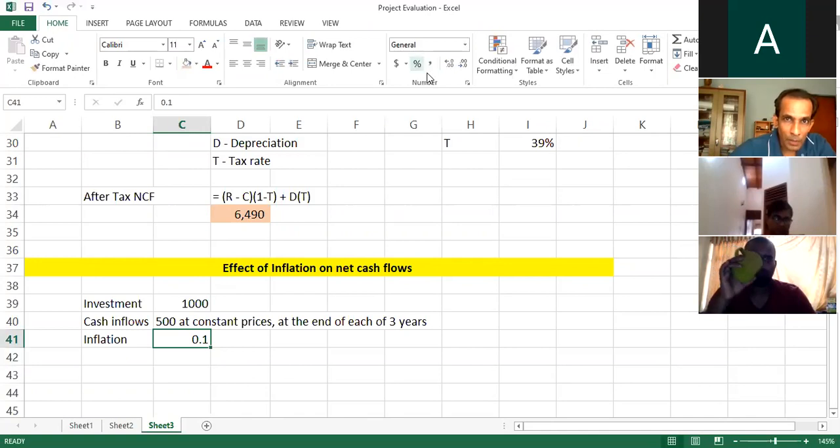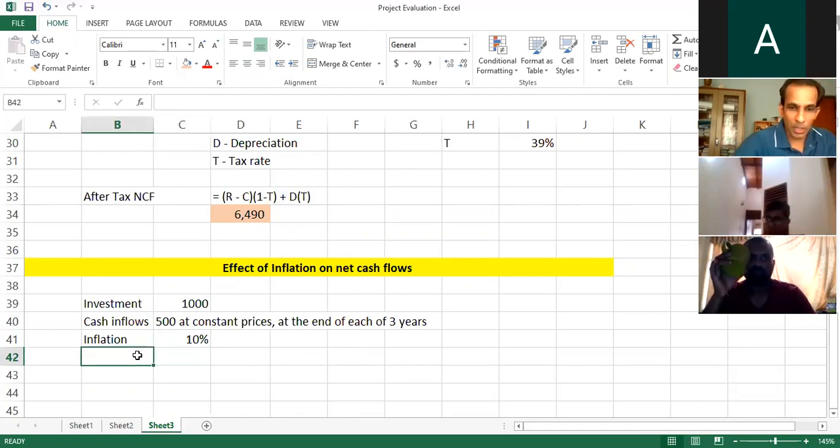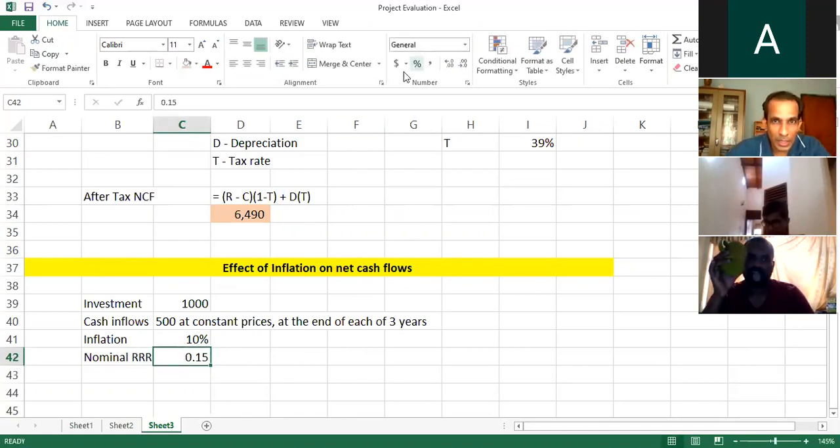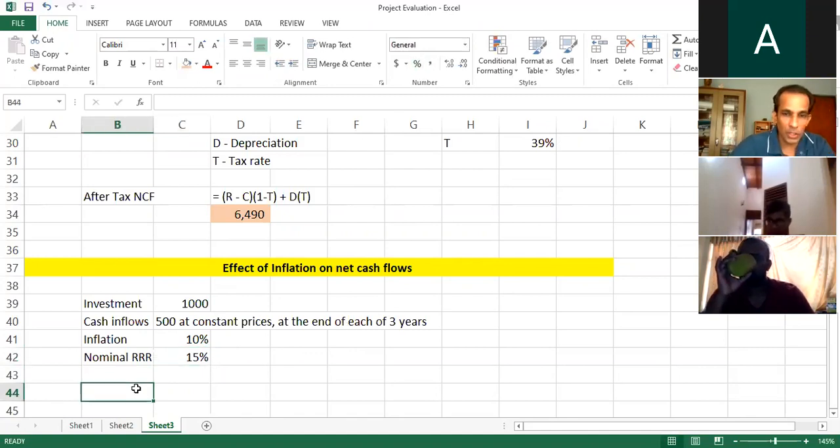And then it says the nominal required rate of return is 15%. These are the information given. So we have to calculate NPV.